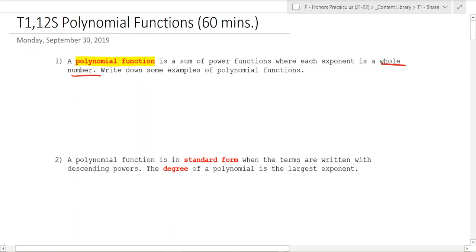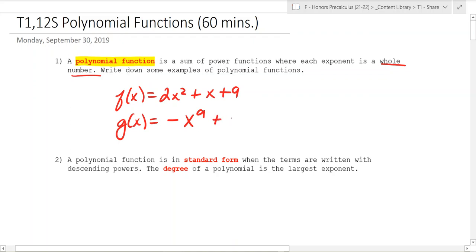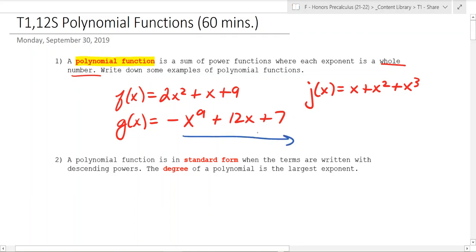So you could have something that looks like this, 2x squared plus x plus 9. You could have g of x is equal to negative x to the ninth plus 12x plus 7. You could have j of x is equal to x plus x squared plus x cubed. Generally speaking, we like to write them in descending order, the highest powers first, but this is also a polynomial. It's just not written in descending powers.